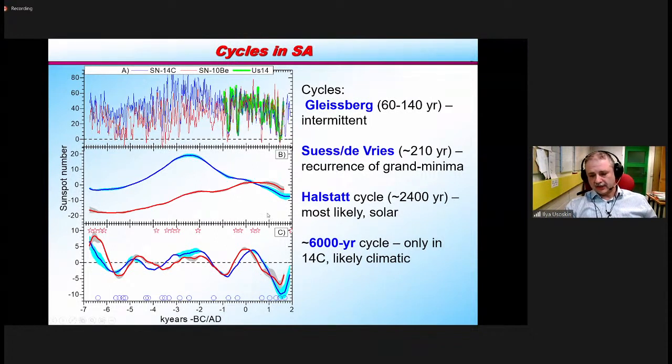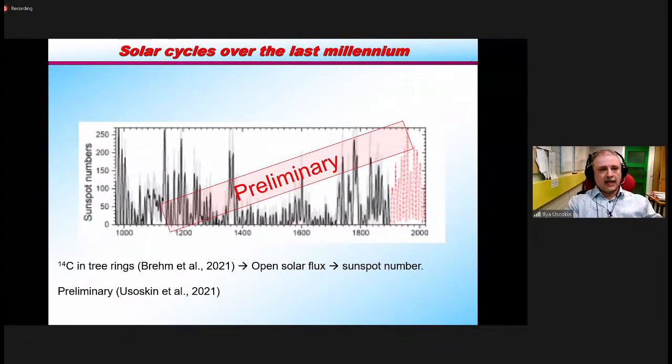For the longest, 6,000-year cycle, it's only observed in the radiocarbon, but not in beryllium-10 data, which may suggest that this is climate because it affects the two isotopes differently. And here I want to present a very preliminary result, which we hope will appear soon, where for the first millennium, using annual data from radiocarbon in tree rings published in Nature Geoscience a month ago, we are able to reconstruct the 11-year sunspot cycle in the last millennium, but I will not discuss it now, just to emphasize that the data are preliminary.